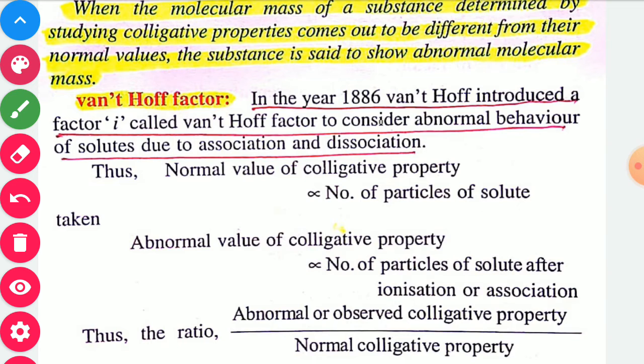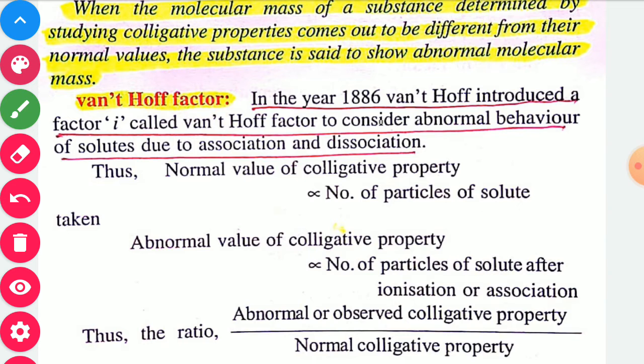In the year 1886, Van 't Hoff introduced a factor called the Van 't Hoff factor to consider abnormal behavior of solute due to association or dissociation. Therefore, the normal value of a colligative property is directly proportional to the number of particles of solute taken. The abnormal value of a colligative property is directly proportional to the number of particles of solute after ionization or association.